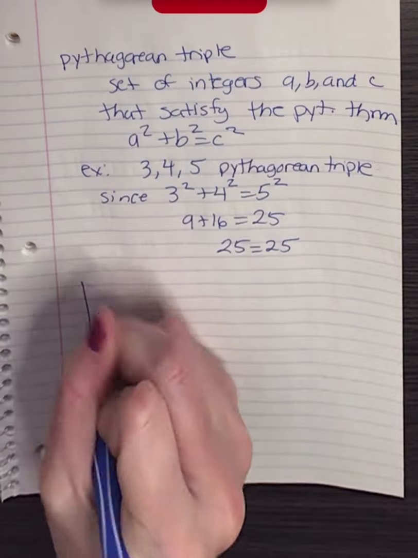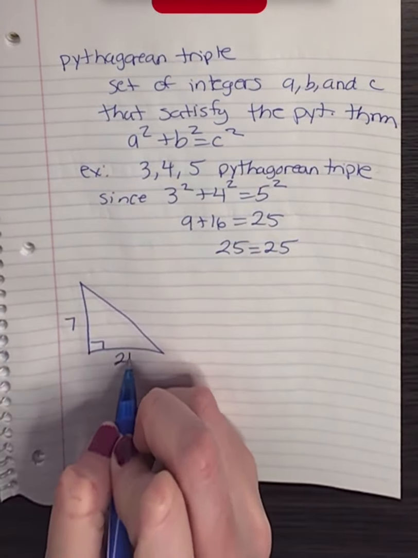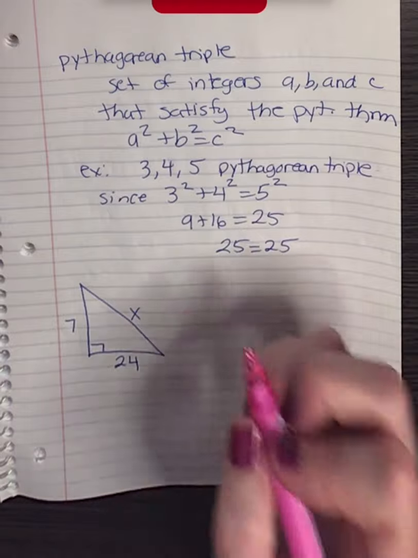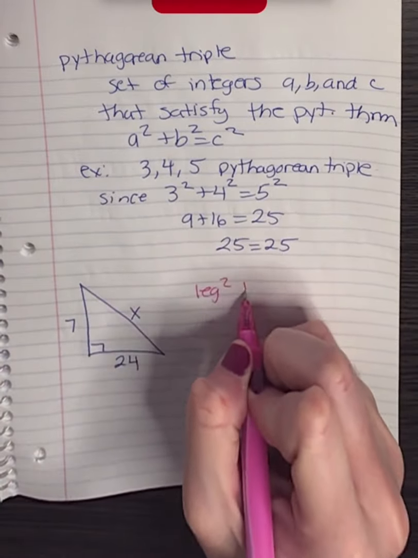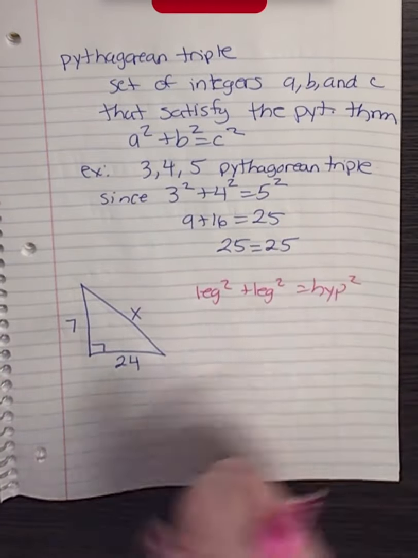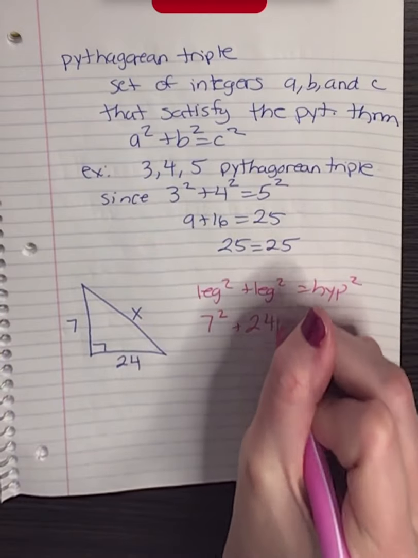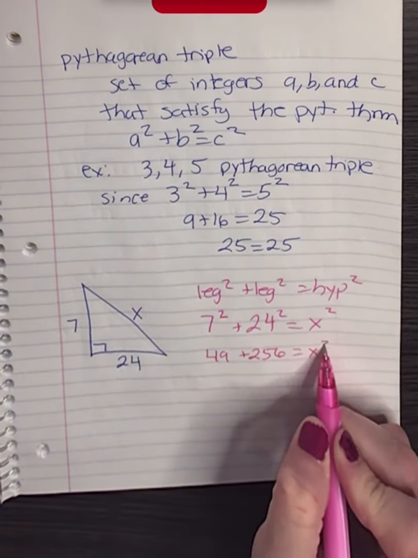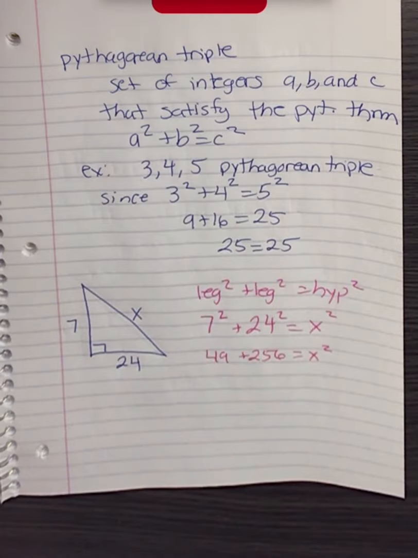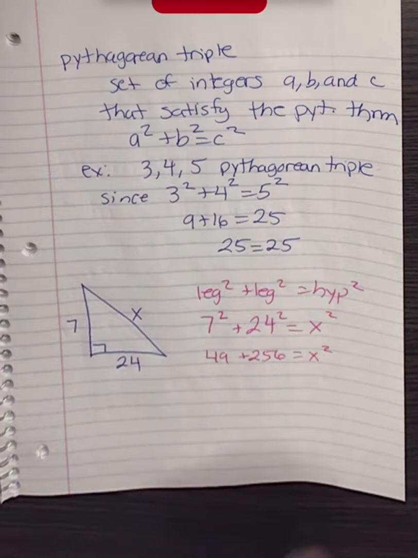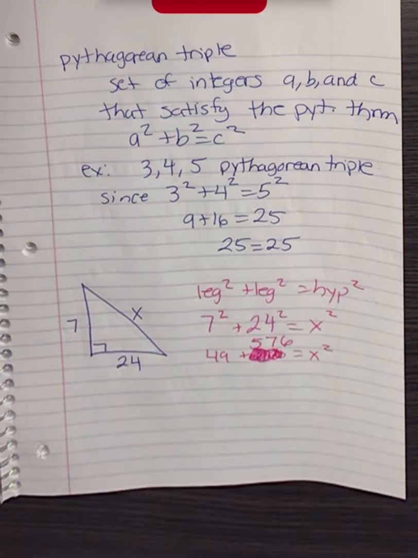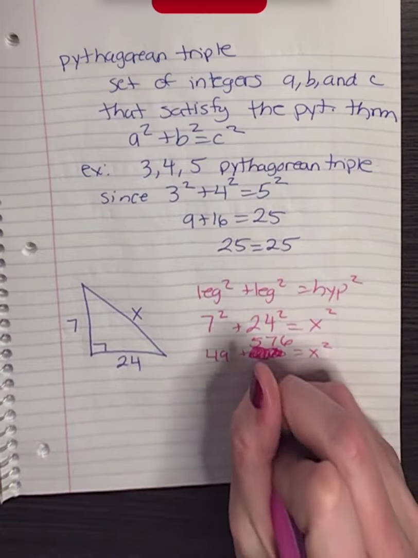So here is a right triangle, okay, with sides of 7, 24, and the hypotenuse is x. We want to find x and decide if it's a Pythagorean triple, okay? So the Pythagorean theorem says leg squared plus leg squared equals the hypotenuse squared. So 7 is a leg, 24 is a leg, and x is the hypotenuse. So that would be 49 plus 256 equals x squared. Not 256, that should be 576. I read it wrong. Okay, then 49 plus 576 equals 625.